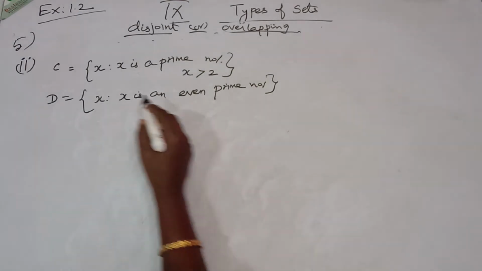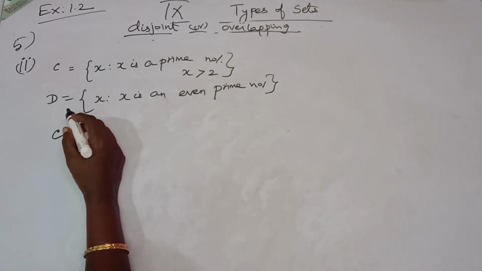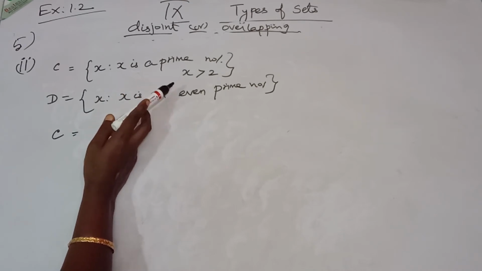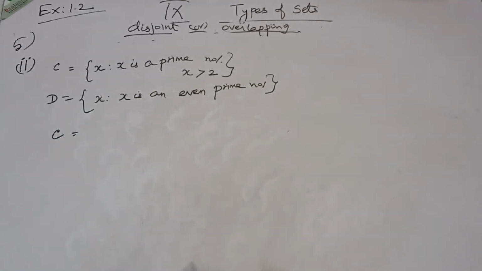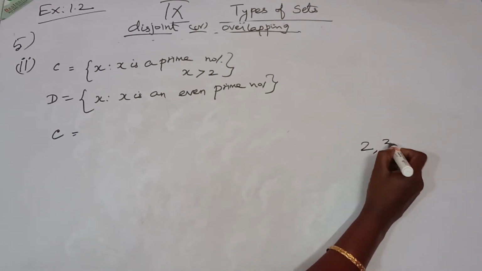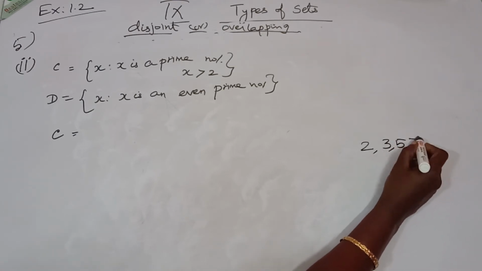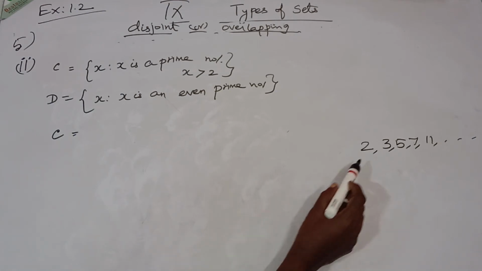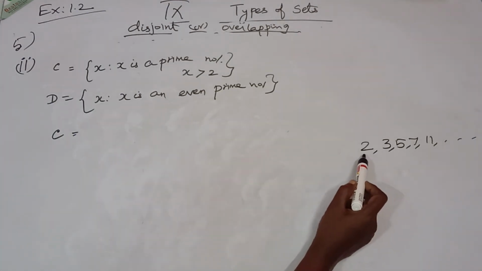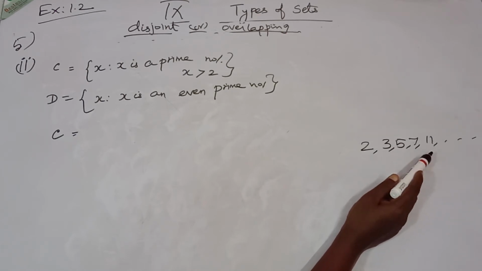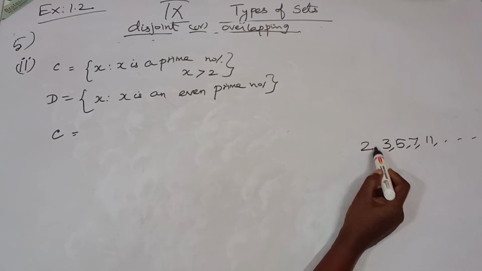Here we have to write these two sets in roster method. It is given in the set builder form. x is a prime number and x should be greater than 2. What are the prime numbers? Prime numbers start from 2, and the next prime number is 3, then 5, 7, 11. It will go on up to infinity in the number system. The first prime number, 2, is the only even prime number. Other than this 2, all the rest of the prime numbers are odd numbers only. So even prime number means only 2.